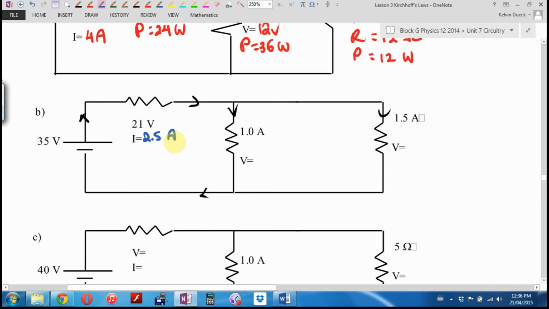And I've told you, if you know total current, the question is going to fall apart. I also notice in that top resistor, I know 2 things. Well, then I know 4 things. Find the resistance, find the power. This one will probably be decimals. I can do the power in my head. I think it's 52.5 watts, is it not? Can I divide 21 by 2.5? Sure I can. Dividing by 2.5 would be times by 4 over 10. 8.4?